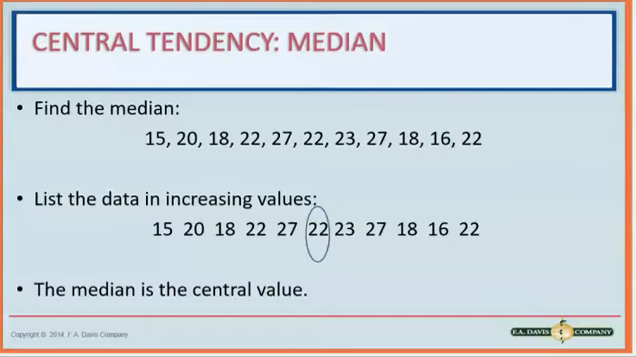And if you put them in numerical order, you're going to have to find the number that's in the very smack middle. And it works out nice in this example because we have an odd number of values. So we're going to have a number that's in the middle. We'll have 5 values that are below and 5 values that are above our median. So our median value is going to be 22, and it's already circled for us here. So the median is the central value.